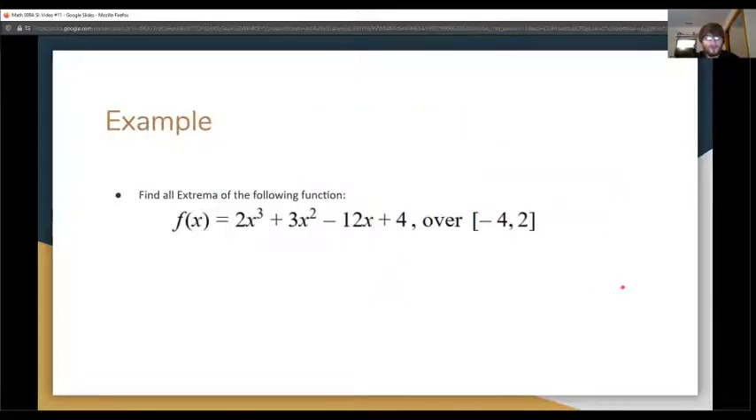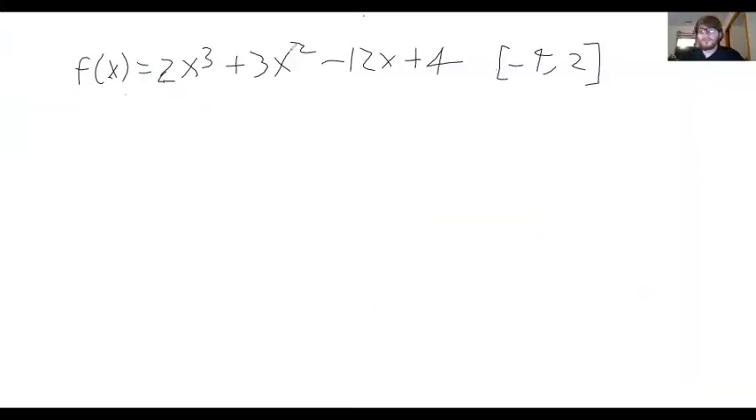All right. So to finish off, we're going to do this example real quick. Here's our example. f of x is equal to 2x cubed plus 3x squared minus 12x plus 4, over the closed interval -4 to 2. And what we're asked is to find all the extrema values.